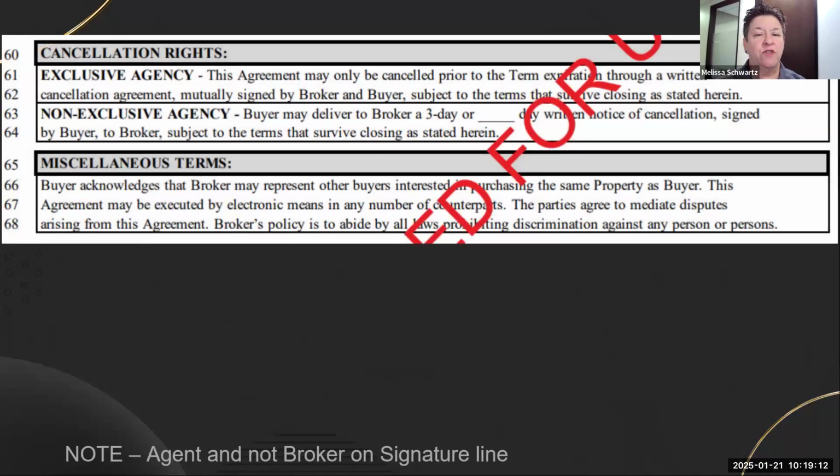Cancellation rights, exclusive, non-exclusive, talks about non-exclusive has a 3-day cancellation, right? Buyer may deliver cancellation. The other one says it must be mutually signed.